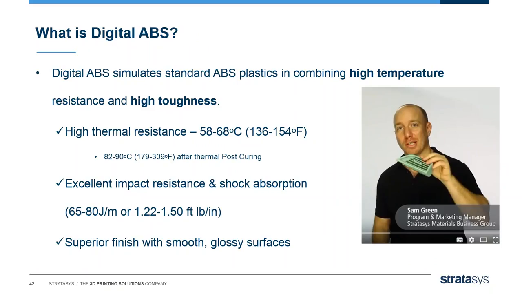What is Digital ABS? Digital ABS simulates standard ABS plastics, combining high temperature resistance and toughness. Again, out of the printer, HDT is between 58 and 68 degrees C, and after a thermal post-treatment we can increase it to 90, I would say 95 degrees C, with an excellent impact resistance and shock absorption, and superior finishes for smooth and glossy surfaces.